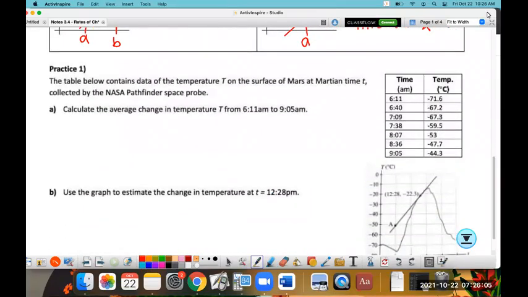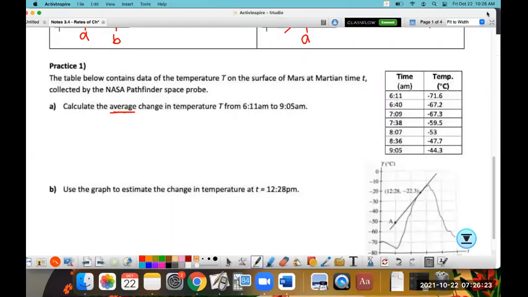All right, so practice 1, it says the table below contains data of the temperature T on the surface of Mars at Martian time t, collected by the NASA Pathfinder space probe. Part A, calculate the average change in temperature from 6:11 a.m. to 9:05. So other than it saying average, I do see that I'm looking at a range of times. So clearly I'm going to calculate the average rate of change. So change in temperature over change in time.